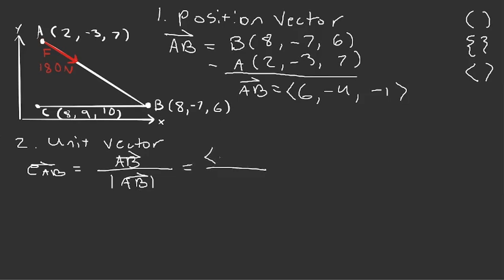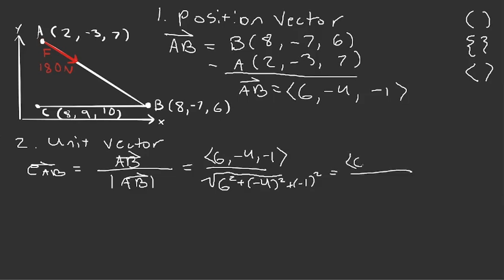So this is going to look like 6, negative 4, negative 1. And then to find the magnitude of a vector, we are going to want to take every component. We're going to square it, add it together, and just put it under a square root. Super simple. So we're going to have 6 squared plus negative 4 squared plus negative 1 squared.